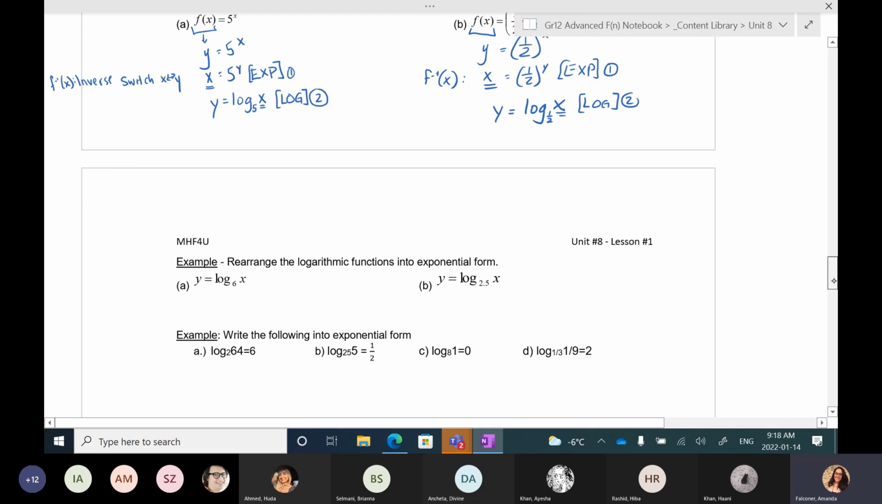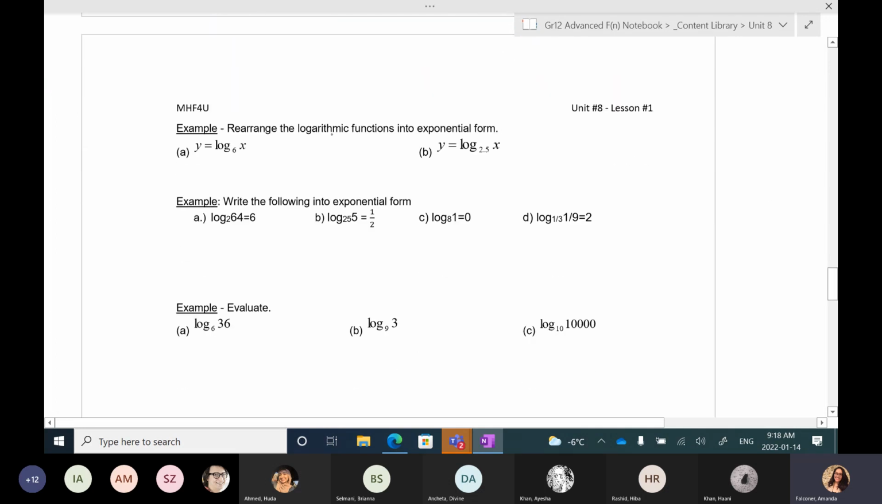Okay, so let's do it again. Rearrange the logarithmic functions into exponential form. So now we're going from logarithmic to exponential format. What that means is I'm going to start with the number in the subscript position, at the bottom of my equation. That's going to be my base.